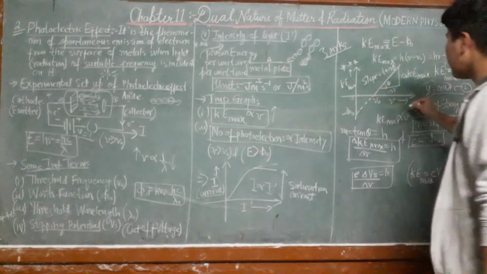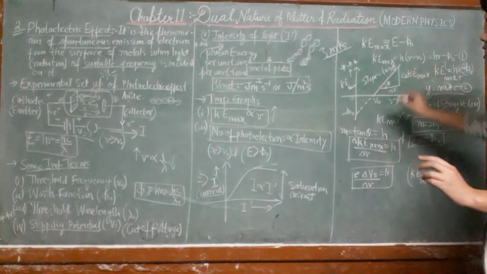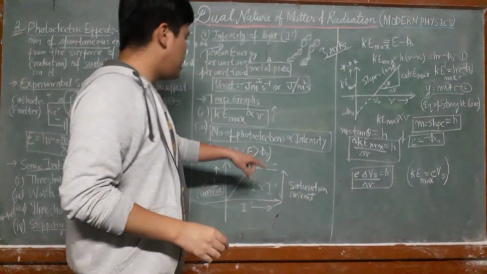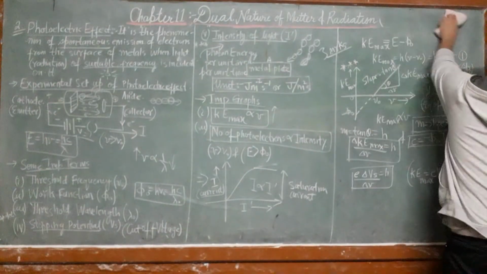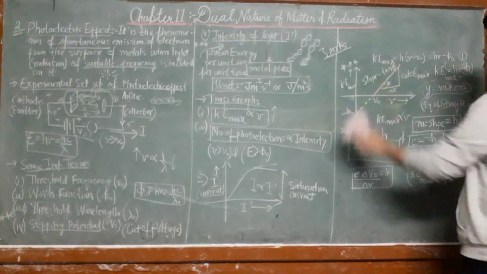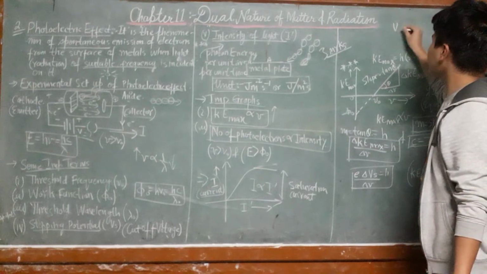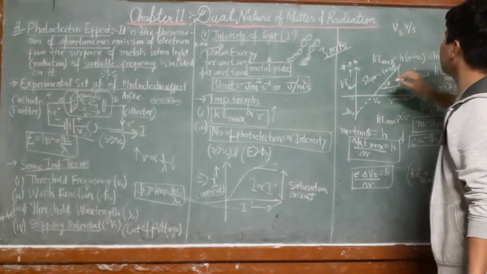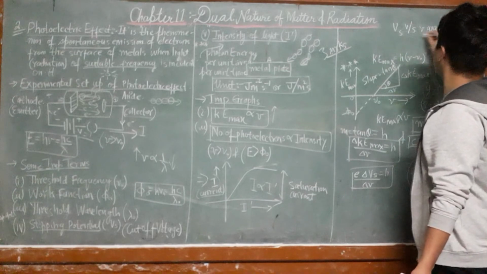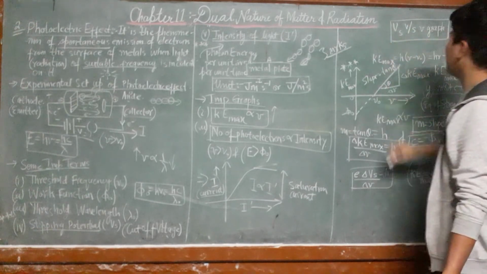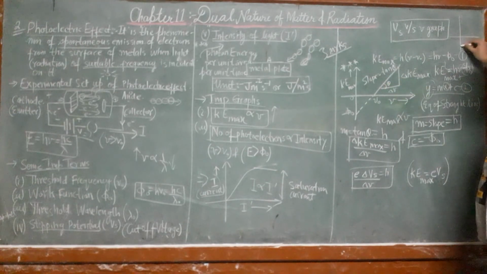Now I just want to give all of you some homework. We saw the kinetic energy versus nu graph. I want all of you to find the graph between stopping potential and nu. Stopping potential versus nu graph.